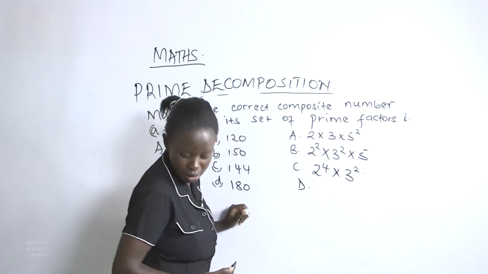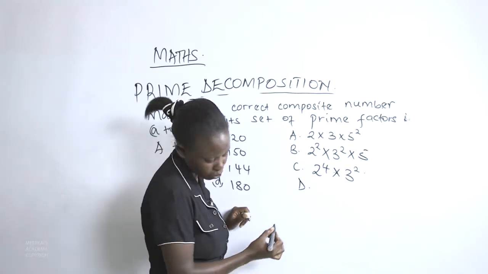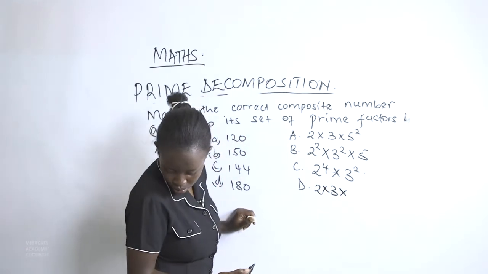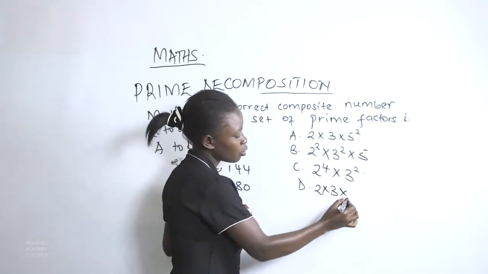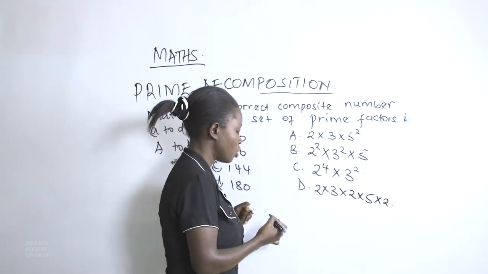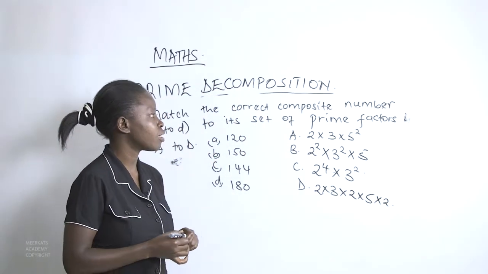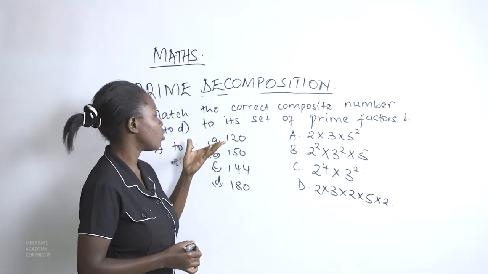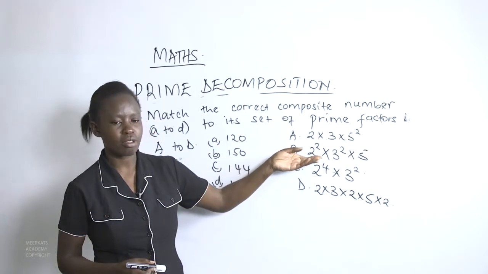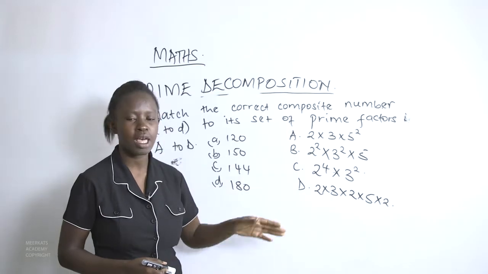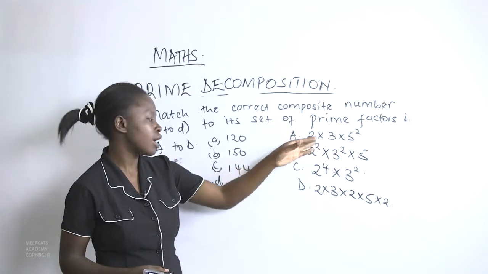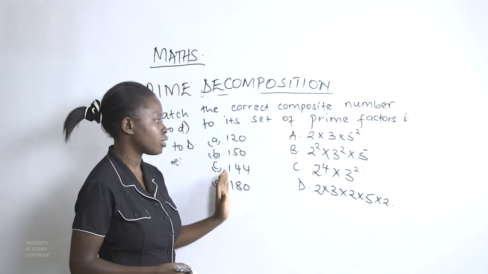And finally, we have 2 times 3 times 2 times 5 times 2. So what we need to do is match the numbers with the small letters to the correct prime factors which have capital letters. So we need to identify which prime factors are matching the number on this side.